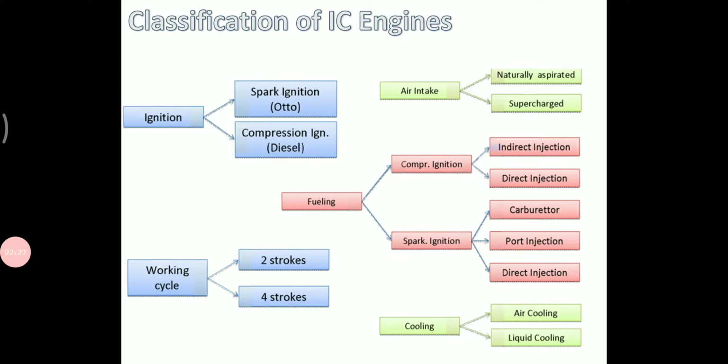The classification of IC engines is mainly based on two things: the type of ignition and the type of working cycle. The type of ignition is the initiation of the combustion. If you ignite the fuel, whether petrol or diesel, with the help of a spark, then it is called spark ignition, or the Otto cycle, named after the person who designed that particular engine. Spark ignition is especially used for petrol engines.